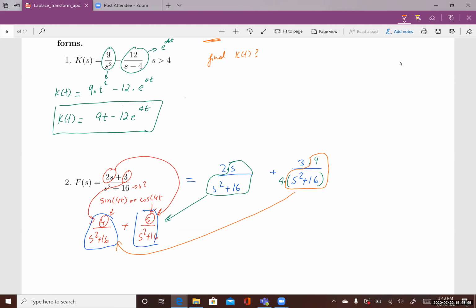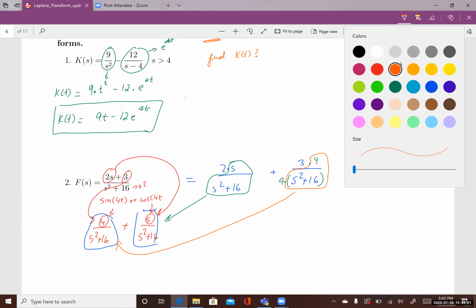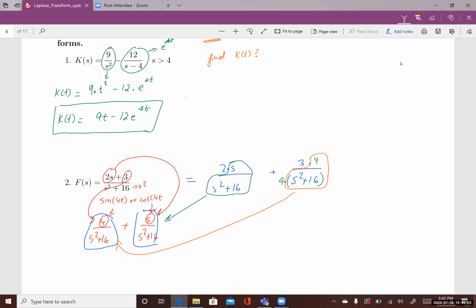And then the constant would be just a multiple constant. That will be simple enough. So moving on to the next step, I will now have 2 times cosine of 4t plus 3 over 4 times sine of 4t.